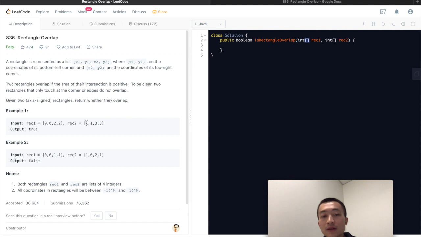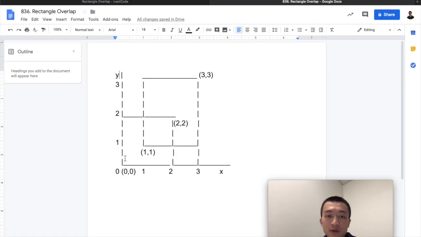How about the second one? The second one is 1, 1, 3, 3. So we see here is 1, 1: on the x-axis is 1, on the y-axis is 1. So the bottom left corner of the second rectangle is 1, 1. And 3, 3 is here: 3 on the x-axis, 3 on the y-axis. This one is the second rectangle.